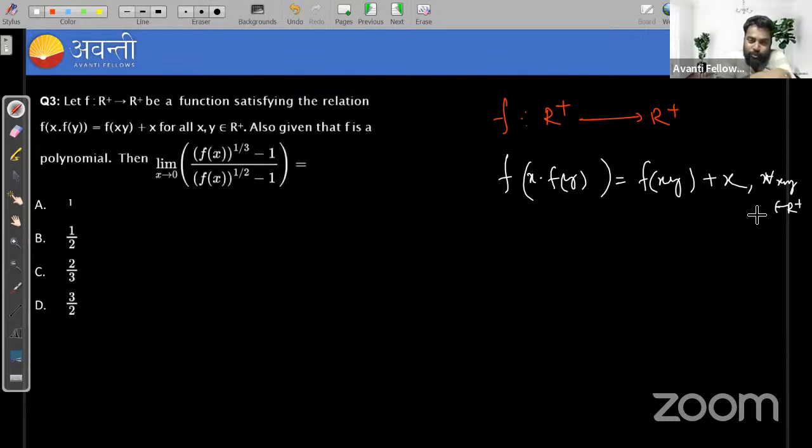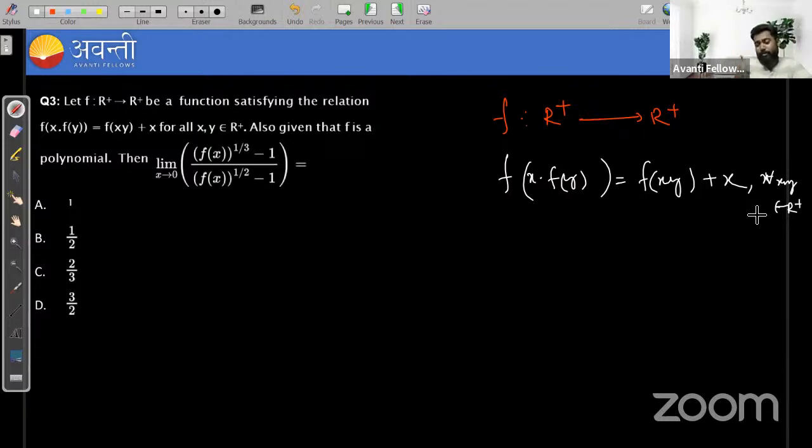Before finding the limit, you must first find what f of x actually is. So how can we find f of x? It's a functional equation, right? You can use the method of solving functional equations, but it will be very lengthy actually if you use the functional equations method. Let's see, you can solve it by this method also.